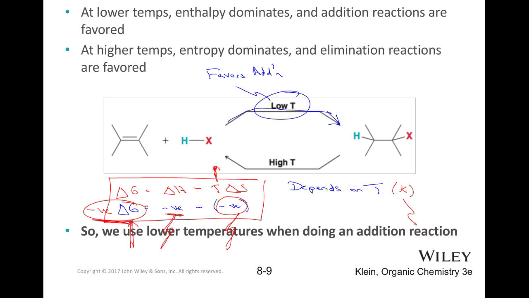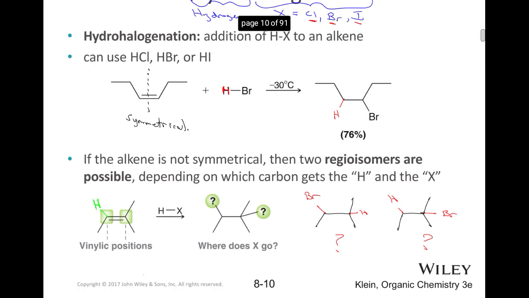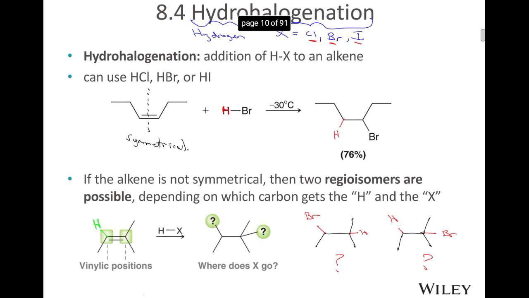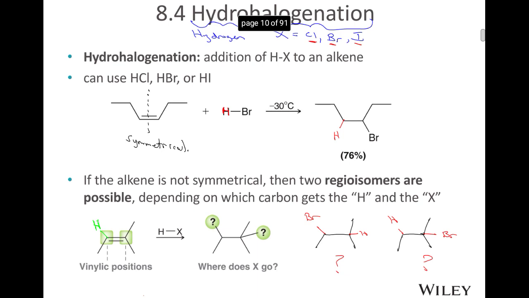Therefore, at low temperature it's going to favor addition reactions, and high temperature is going to favor elimination reactions. So hydrohalogenation is simply adding HX to an alkene, and the HX compounds that we looked at are HCl, HBr, and HI. Here we have a symmetrical alkene. It says we're adding HBr to that at low temperature, so addition is going to be favored. And we add the proton and the bromine across that double bond.